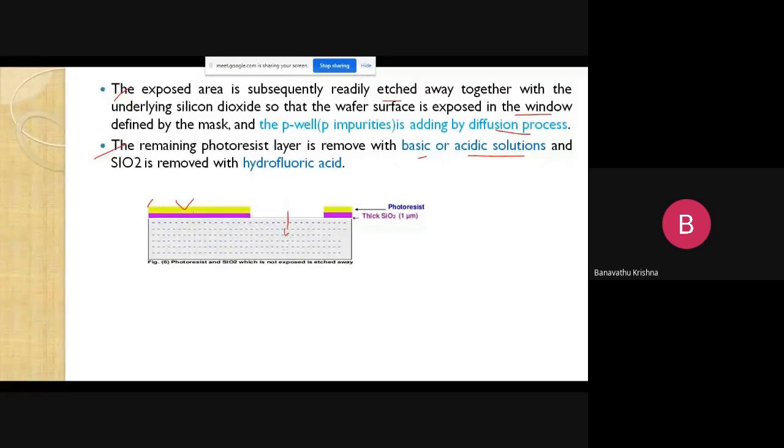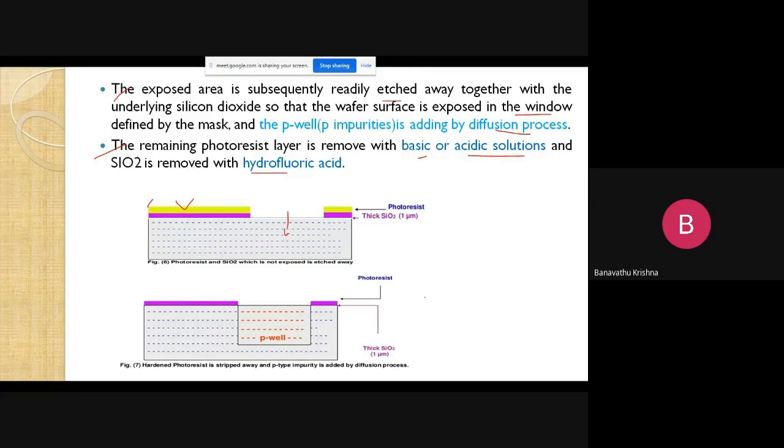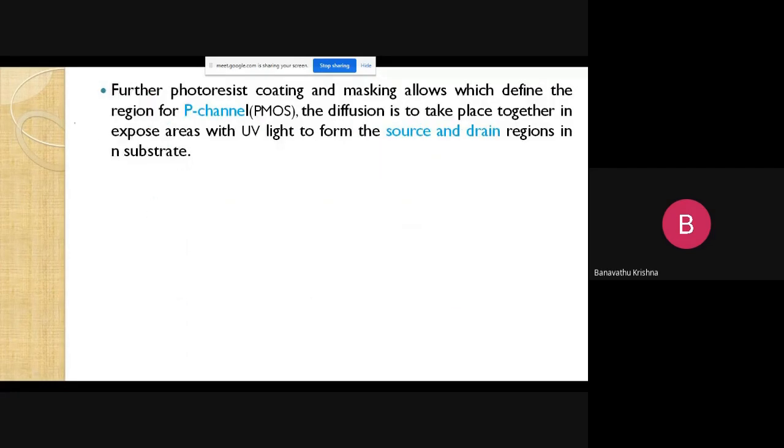After that, it is removed by using basic or acidic solution. The entire photoresist layer is removed by this, and the remaining thick silicon dioxide is also removed by using hydrofluoric acid. So this is the formation. Next formation here. After the diffusion or implantation process, the P-well is diffused or implanted in this N-type substrate. Further photoresist coating and masking define the region for the P-channel.